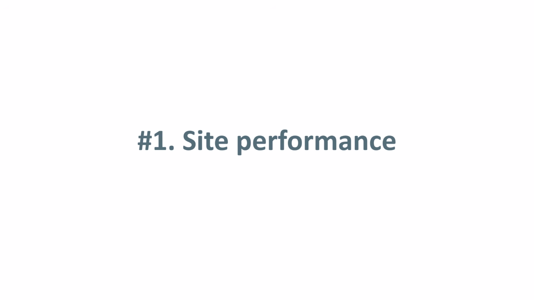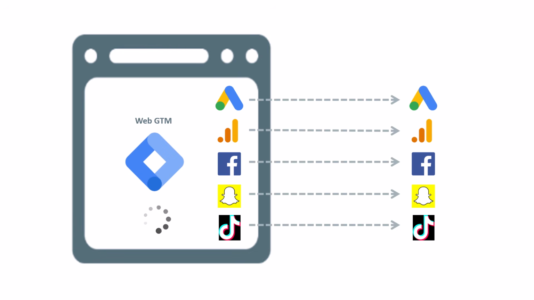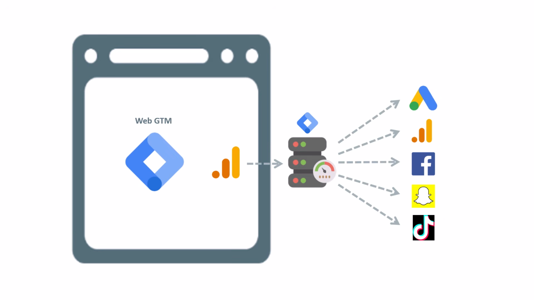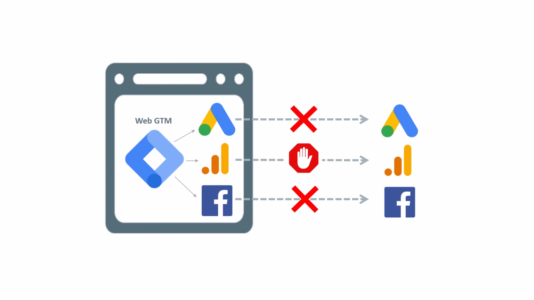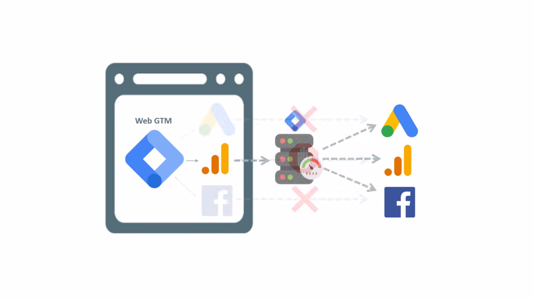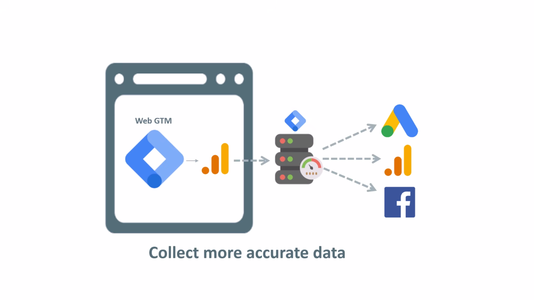First, site performance. Tracking codes loaded in the browser slow down the page loading speed. Instead of having this, you could just load several of them in the browser, and then the server could send the data to all platforms that you use. Second, data accuracy. You can use custom domains and extend cookie lifetimes, making your tracking more resilient to browser limitations and ad blockers. This means that you can collect more accurate data.